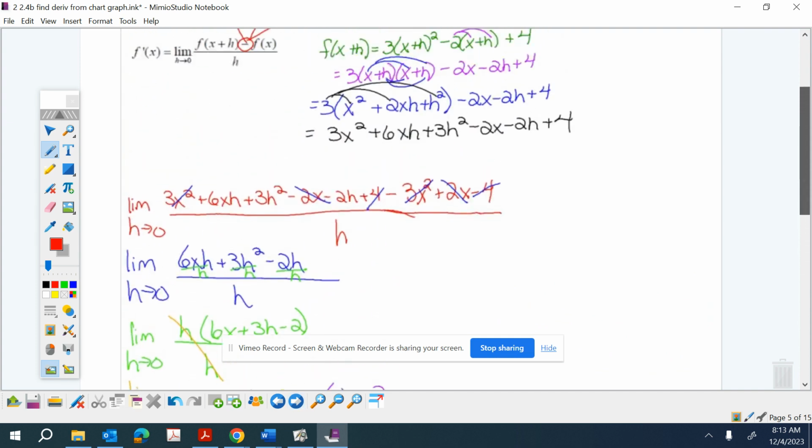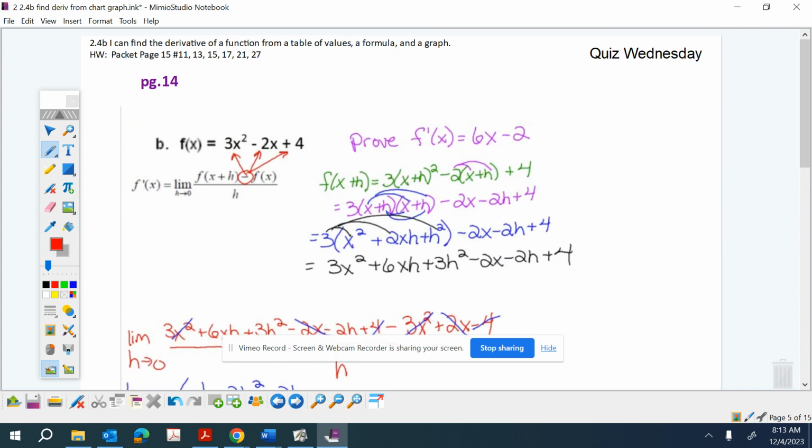Next problem. For b, we're going to do it the same way. Notice in the formula, I'm subtracting f of x. They give me f of x. There's nothing to plug in here. There is no x value. But notice the arrows that are drawn to remind you to distribute that negative. So our first thing to do is to plug in x plus h into this given formula. Everywhere I have an x, I'm putting x plus h.